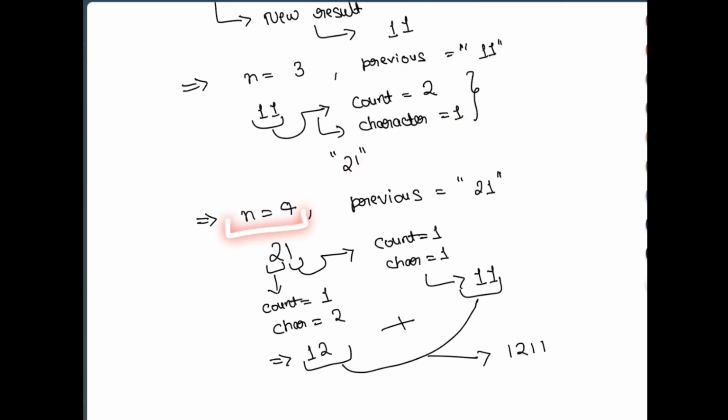In case of n equal to 4, the previous is 21. We need to do the same thing. The count of this group is 1 and the character itself is 2. We have one more group in which we have one element, which is the character 1, and the count is 1. So I can say this is equal to the count and character, that is 1, 2. And in this case, it is equal to count and character, that is 1, 1. So I can just concatenate the result and I can say this is my string compression, or I can say the fourth string which I need.